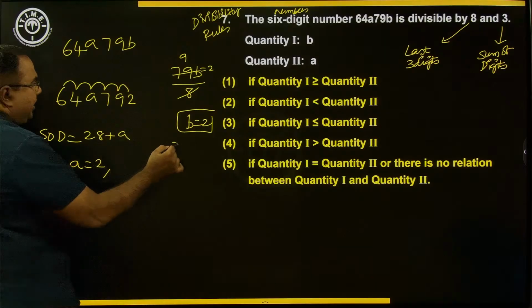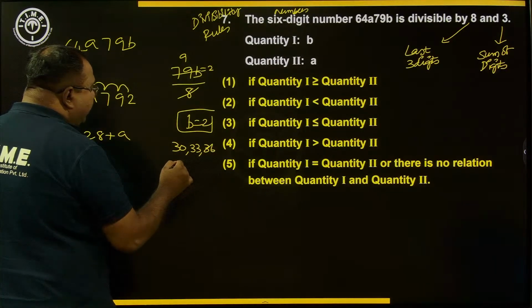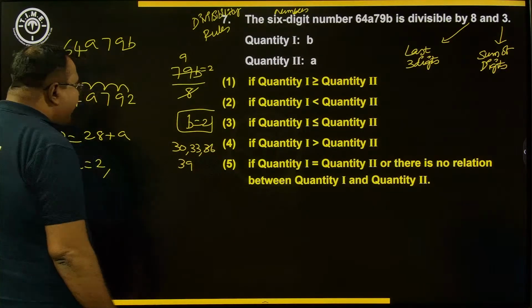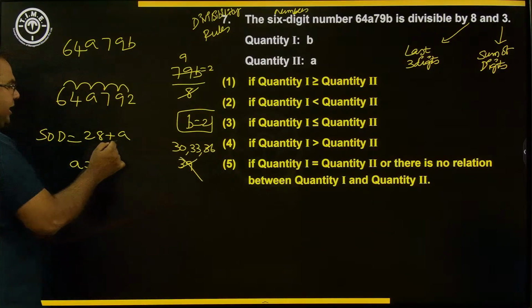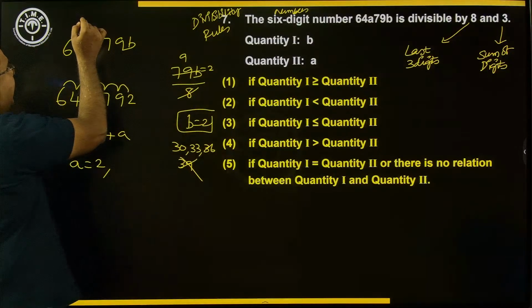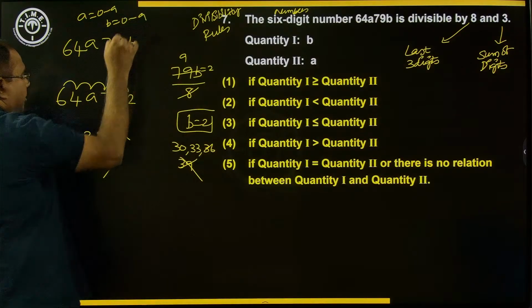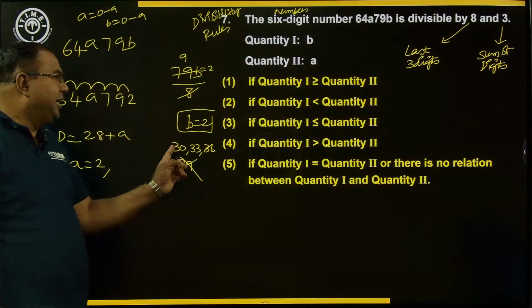33, it can be 30. 33, 36, okay. 39, is 39 possible? Not possible. 39 sum means A has to be 11. A and B are single digit numbers. They can take any number between 0 to 9. They are single digit numbers. So, A cannot be 11, so it cannot be 39. It can be any of these.